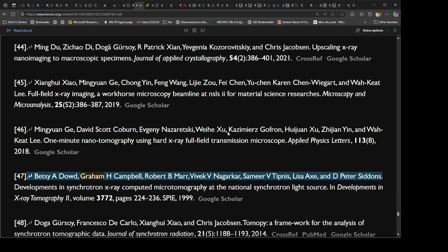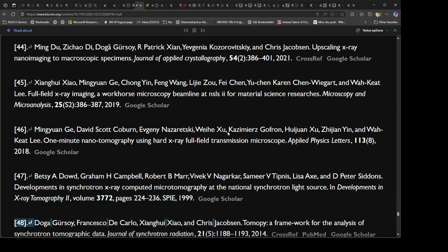Betsy A. Dowd, Graham H. Campbell, Robert B. Marr, Vivek Vinagarkar, Samir Vidibnis, Lisa Axe, and D. Peter Siddons. Developments in synchrotron X-ray computed microtomography at the National Synchrotron Light Source. In Developments in X-ray Tomography 2, Volume 3772, pages 224 to 236. SPIE, 1999. Google Scholar. 48.